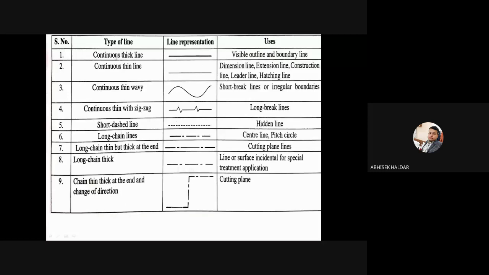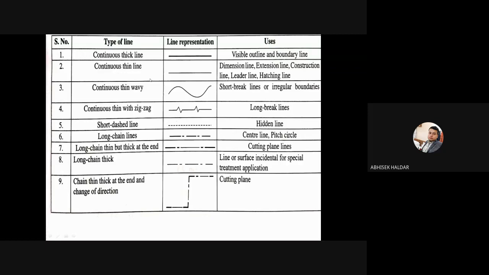First one, you can see the continuous thick line. You can see the representation, continuous thick line. What is the use of this? Visible outline and the boundary line. That means the outer line of any object, the outline, the border line, the main outline of the object. There may be some inner parts of that particular object also, but the outline should be drawn by this continuous thick line.